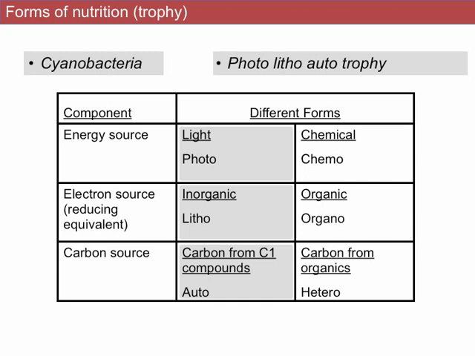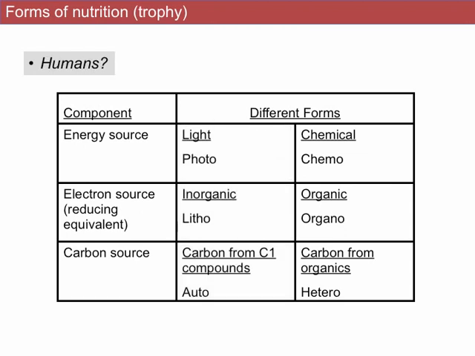You could say the whole thing, photolithoautotrophic, but usually people just say photoautotrophic. And humans are like E. coli, chemo, organo, heterotrophic. Yeah, question? So why do people usually leave out the name from the electron source?